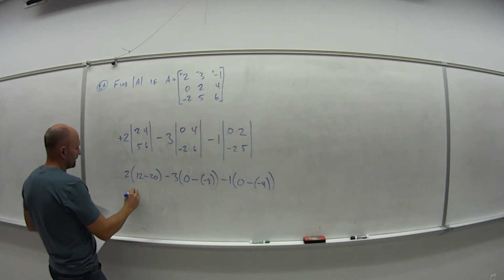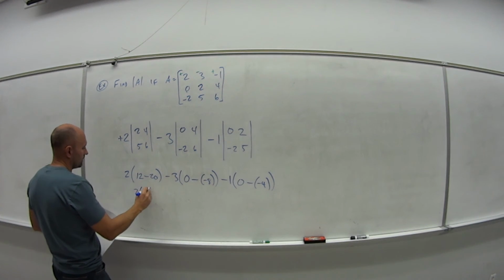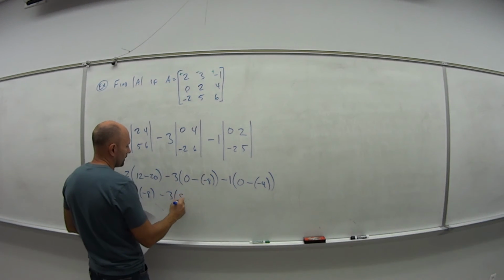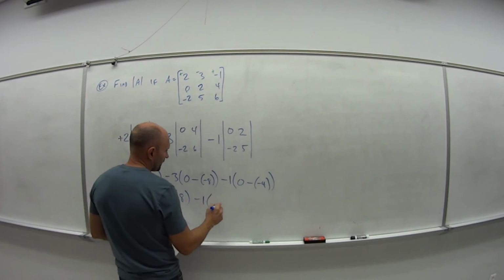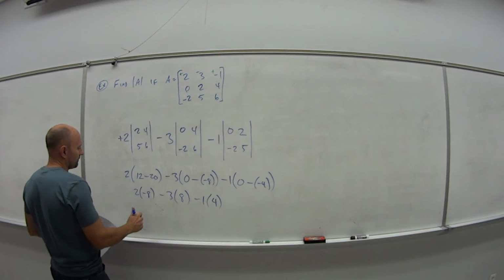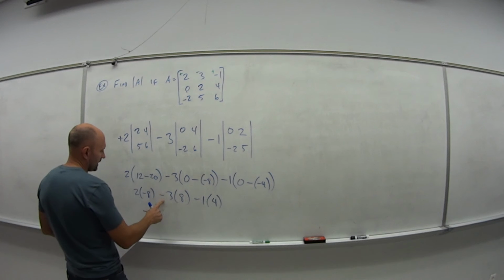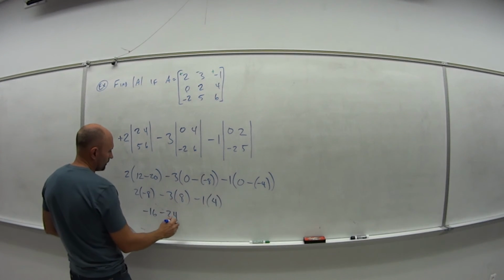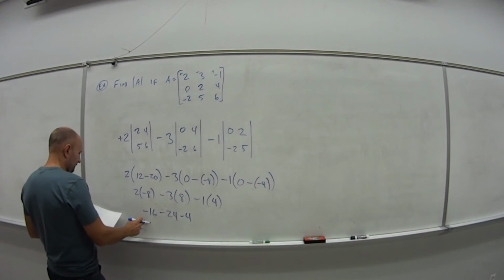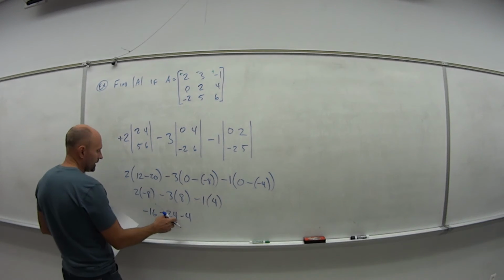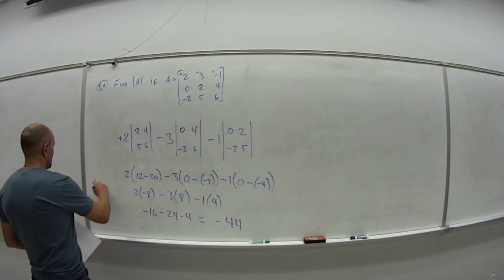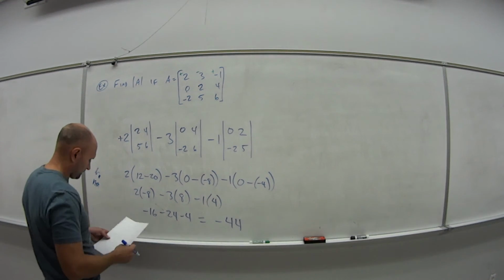So now simplify. You get 2 times 12 minus 20, negative 8. Minus 3 times 0 minus a negative 8 is like plus 8. Minus 1 times 0 minus negative 4 is plus 4. 2 times negative 8 is negative 16. Negative 3 times 8 is negative 24. Negative 1 times 4 is negative 4. So negative 16 minus 24 is negative 40. Minus 4 means the determinant of that matrix is negative 44.